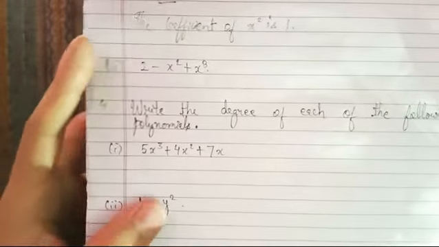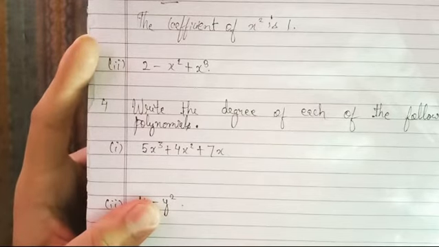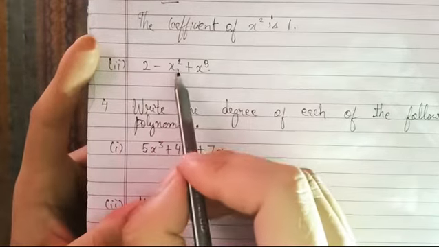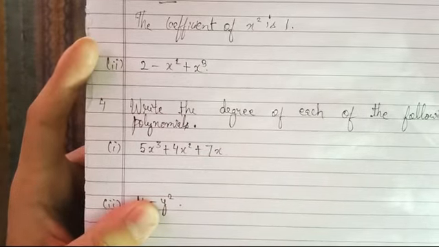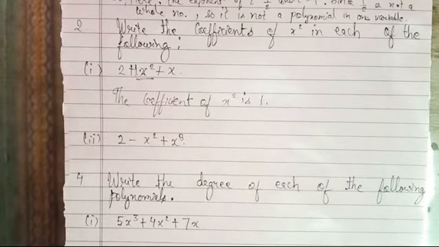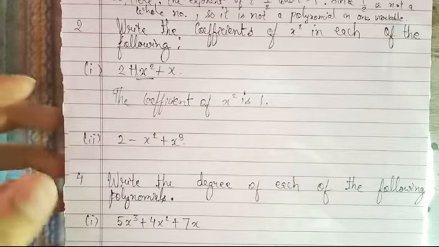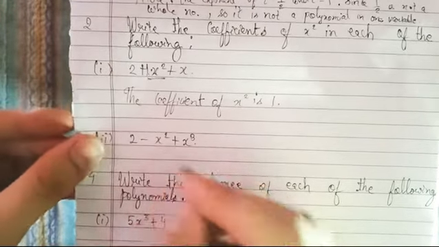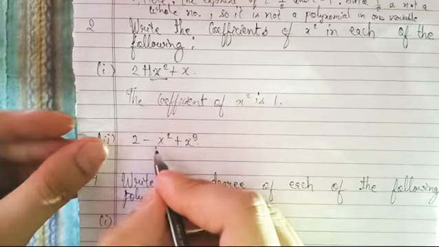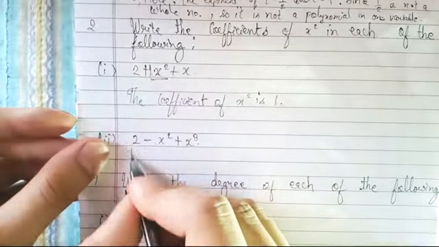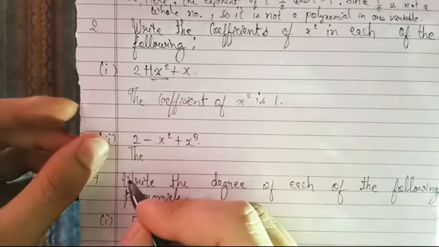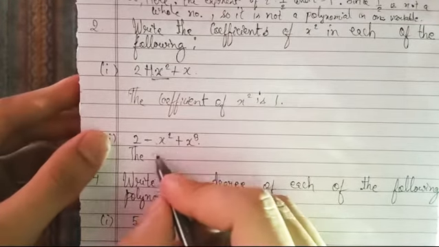Question number second, 2 minus x square plus x cube. Now see, here what will be the coefficient of x square? So here coefficient of x square is minus 1. Okay, minus 1. So we will write here the coefficient of x square is minus 1.